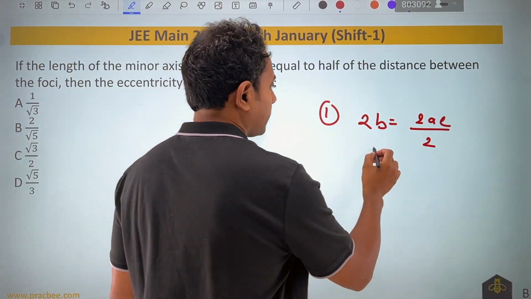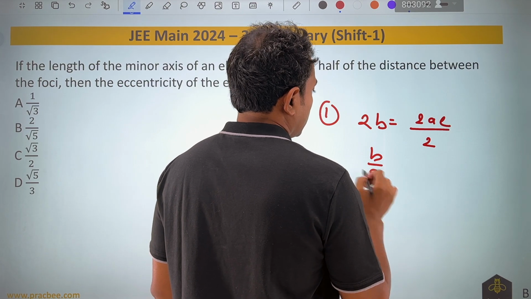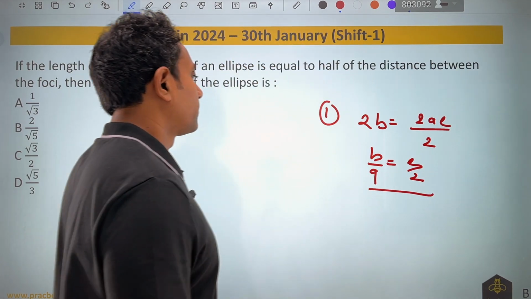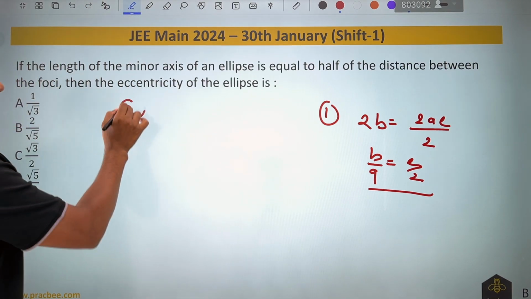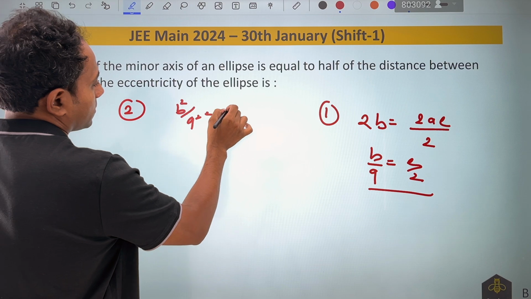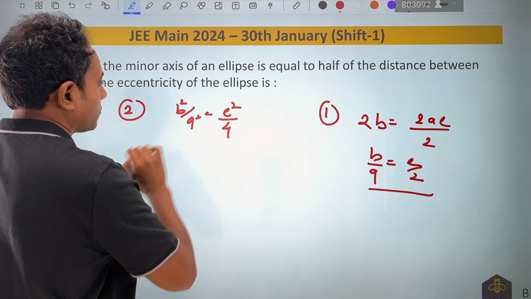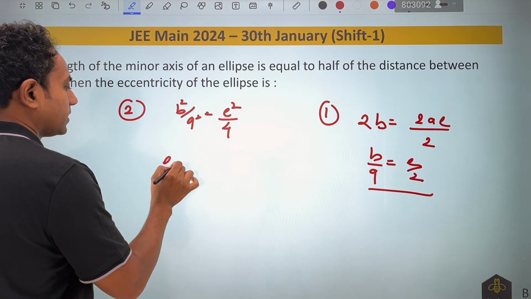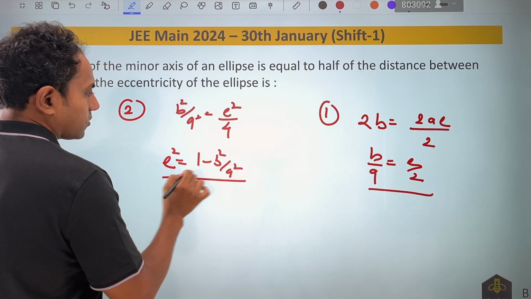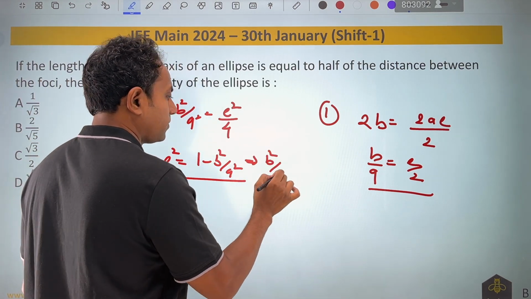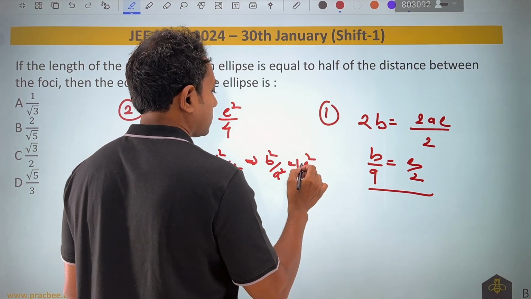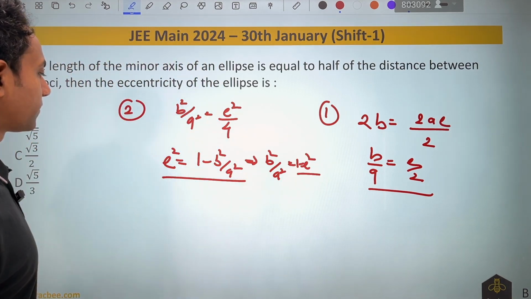So you can see that the value of b by a here comes out to be e by 2. Now what we can do is we can square both the sides in step 2. So we are going to get b square by a square is equal to e square by 4. Now we know that e square can be written as 1 minus b square by a square. So from here you can substitute the value of b square by a square, it will be nothing but 1 minus e square. If I substitute this value, it will get the job done.